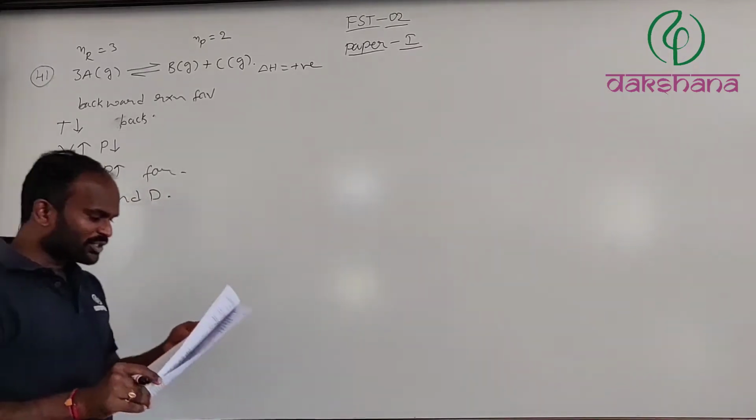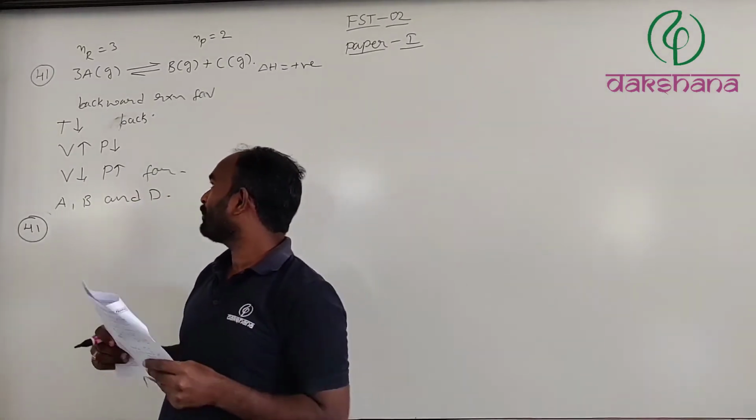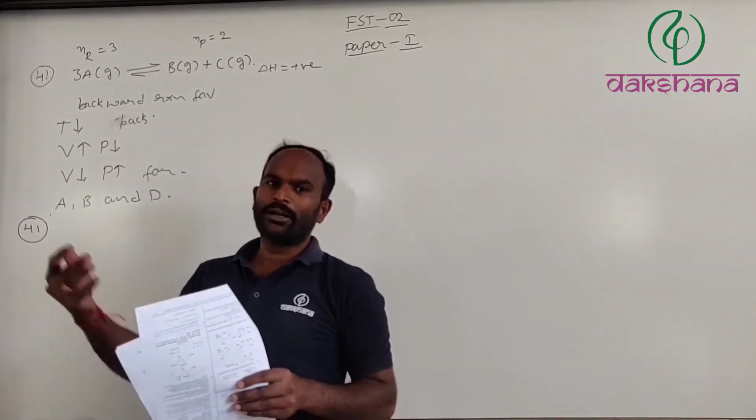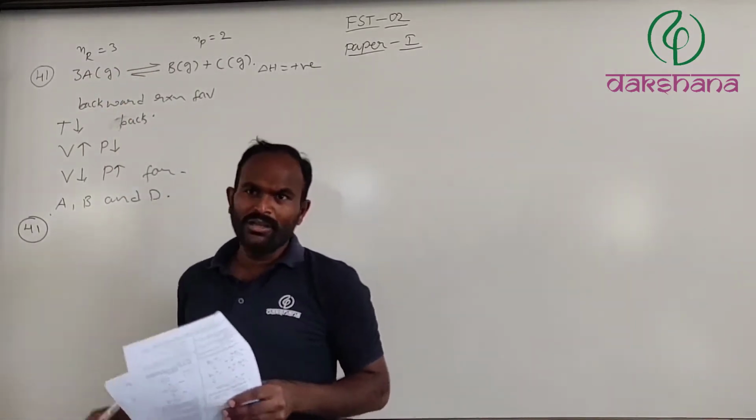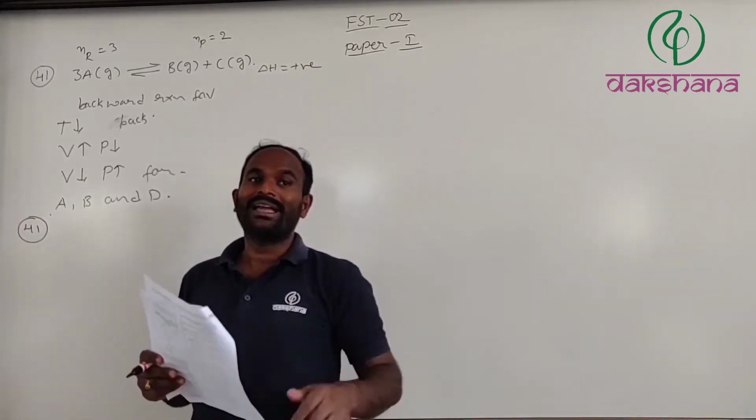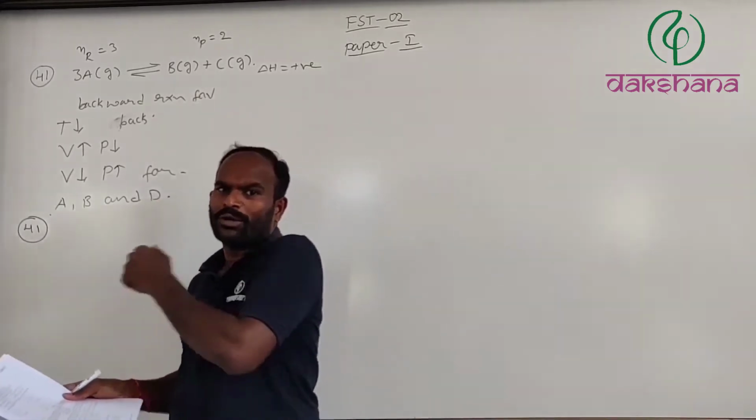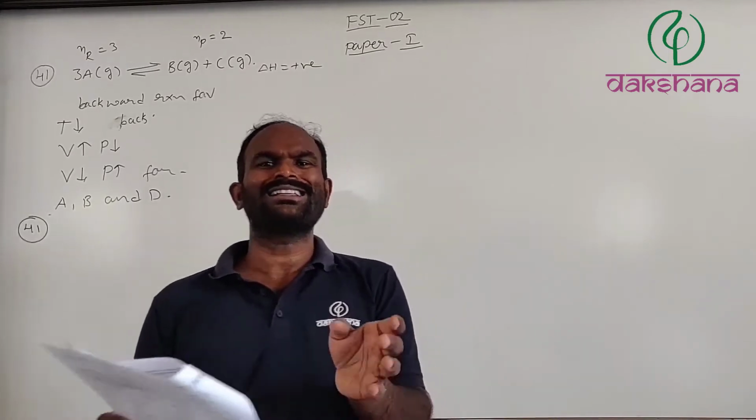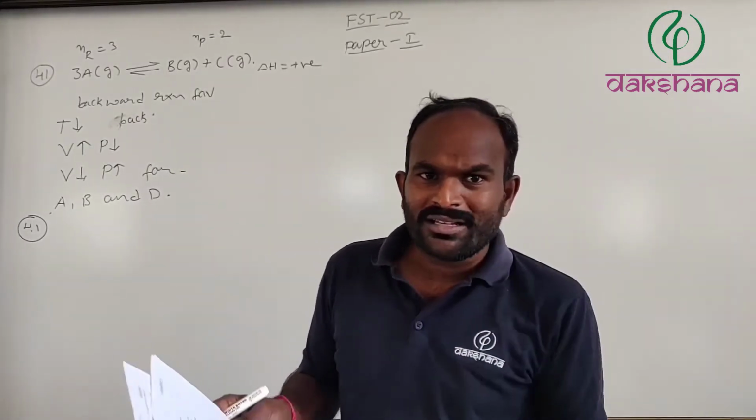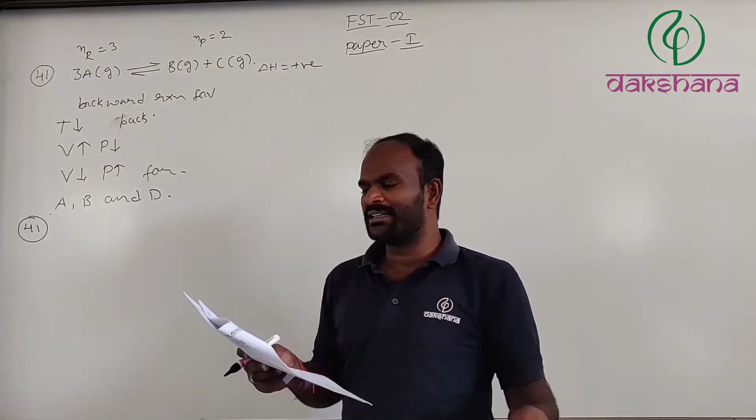Now, let's see question number 42. And if you want, you can practice these kinds of questions a little bit. Addition of inert gas at constant volume, there will be no change. At constant pressure, what could be the change? For an exothermic reaction, as the temperature increases, equilibrium will be shifted towards the backward direction. For an endothermic reaction, as the temperature increases, equilibrium shifts towards the forward direction. Likewise, if you practice well, you can get more clarity regarding these questions.